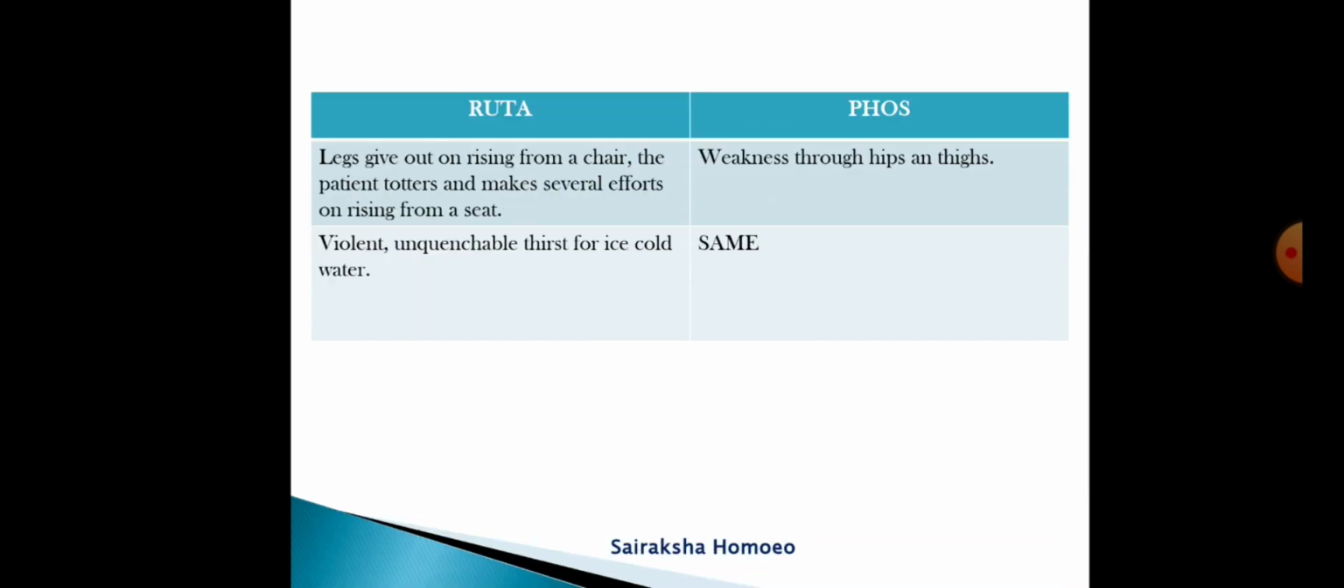Next difference, Ruta and Phosphorus. In Ruta, the legs give out on rising from a chair, the patient totters and makes several efforts on rising from a seat. While in Phosphorus, there is weakness from hip to thighs. While in Ruta, you find violent unquenchable thirst for ice cold water, which is also seen in Phosphorus. But as we know, in Phosphorus they take cold water, but once it gets warm, it gets vomited.